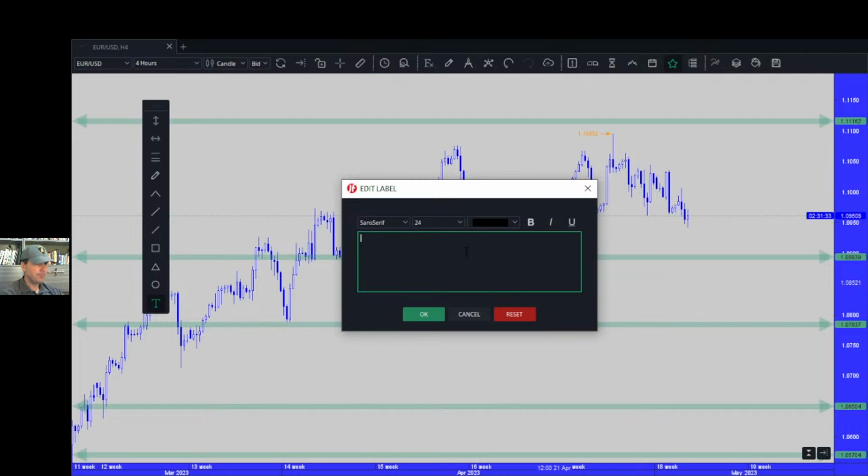So, number 1, long or short. Number 2, what time frame? You can change time frames. What time frame? 3, what pattern? Number 4, where is the stop loss? Number 5, where is the take profit?